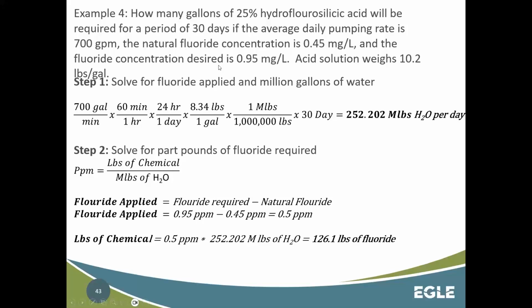And then if we go back up, our desired fluoride concentration is 0.95. We subtract the natural fluoride in the water, that's 0.45, to get a desired parts per million of 0.5 parts to go into our equation. All right, to get the pounds of fluoride chemical, we multiply the parts per million by the 1,000,000 pounds of H2O. So multiplying 0.5 by 252, we get 126 pounds of fluoride.